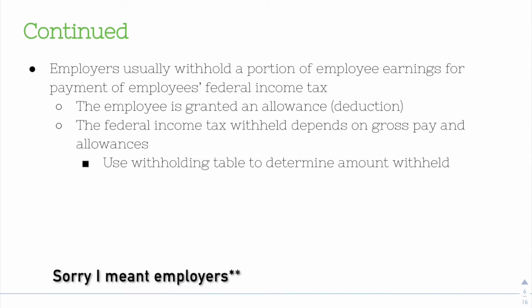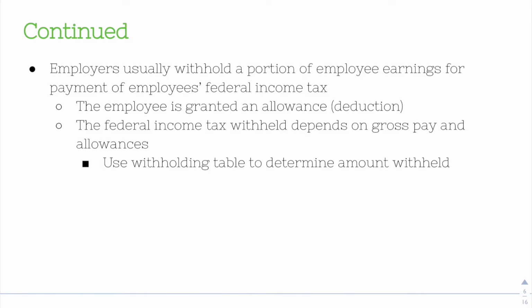Okay, so employers usually withhold a portion of employee earnings for payment of employees' federal income tax. So instead of the employee having to go and pay it themselves, the employer knows what they have to pay the employee, but then withholds a portion of that income and then pays the government for their employees. How much they withhold depends on the allowances they have. So the employee is granted an allowance, which is like a deduction, and that could be for whether you're single or married, whether you have dependents, so like children, all sorts of stuff like that.